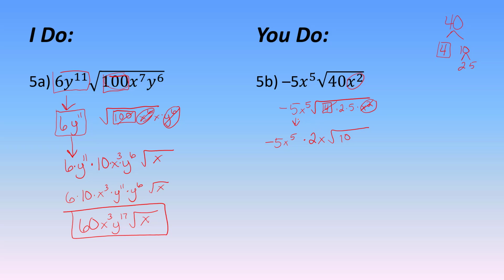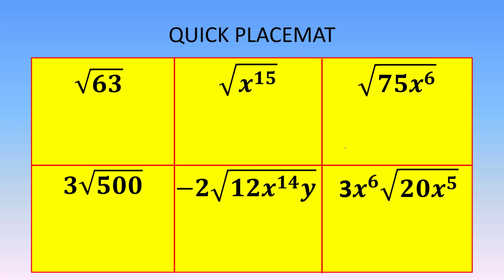And so we're going to combine terms. Now this time I'm going to do it without lining all of my pairs or my values up together. So we have a negative 5 times 2 gives me a negative 10. We have an x to the 5th times x to the 1st gives me an x to the 6th root 10. And we're done with that question. Now, I want you to take just a moment to complete the placemat, all 6 questions, and then come back and check your answers.